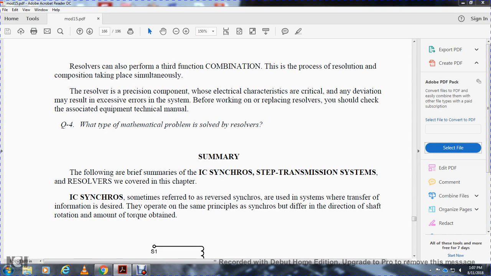All right, summary. The following is a brief summary of the intercommunications and growth depth transmission system, the resolve that we'll cover in this chapter. The intercommunications synchros, sometimes referred to as reverse synchro, the UV the system, and transfer the information desired by the operating same principle. The synchro differs with the direction of the shaft, the rotation amount of the torque obtained.